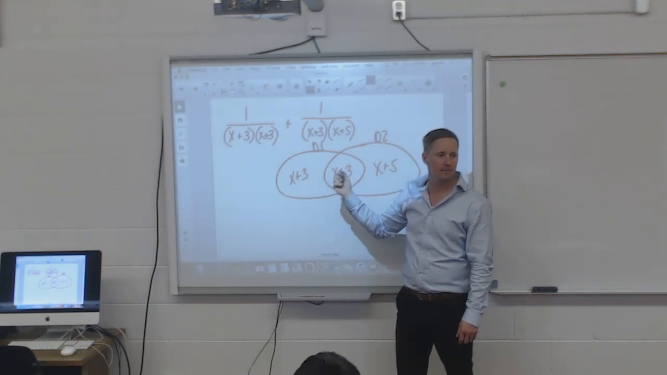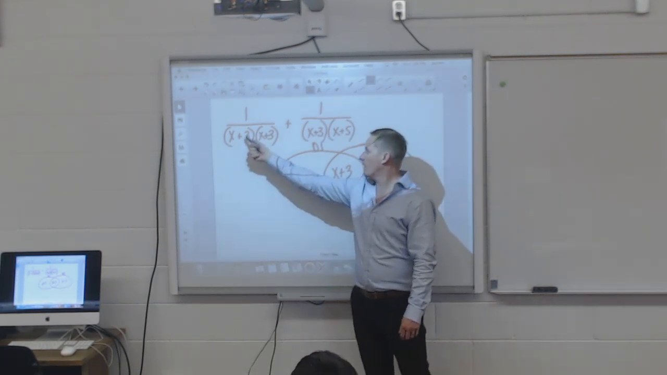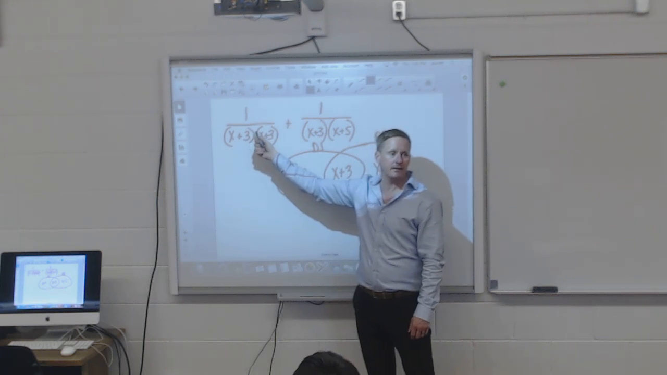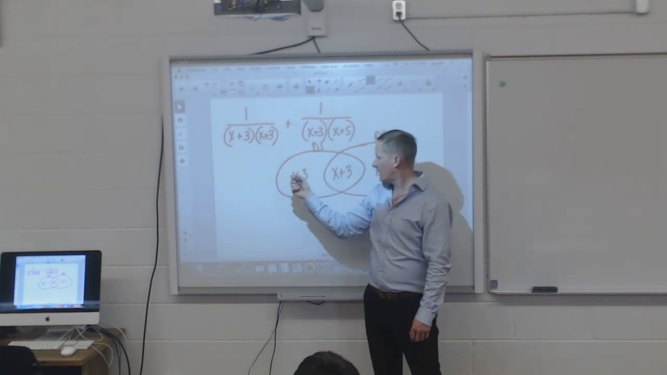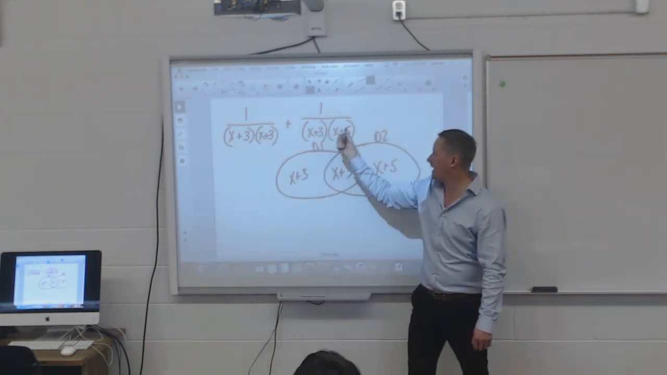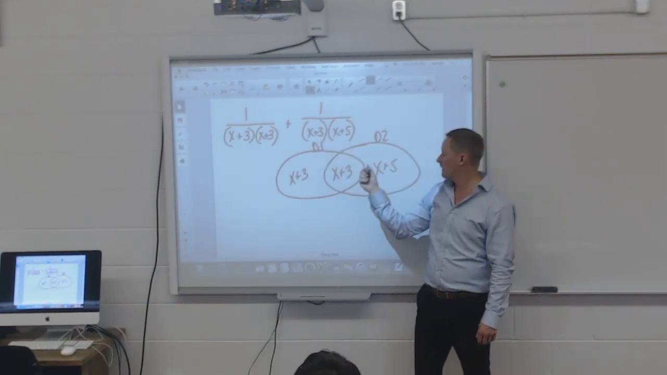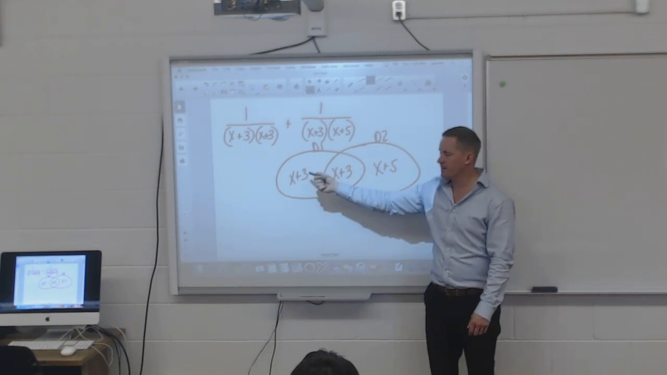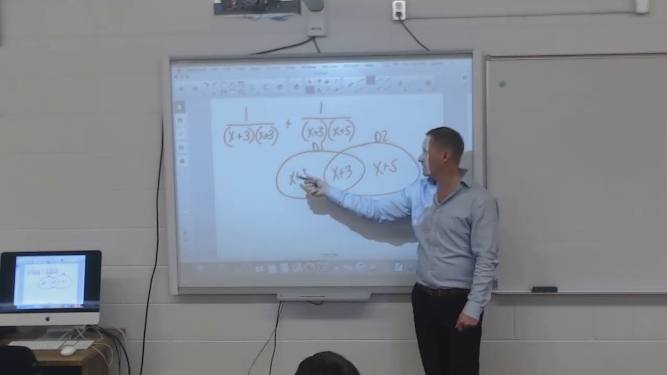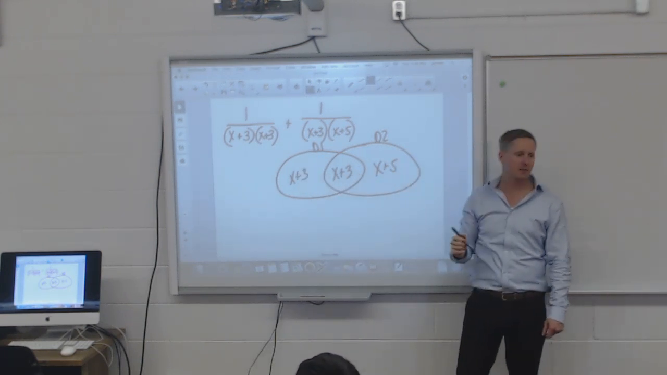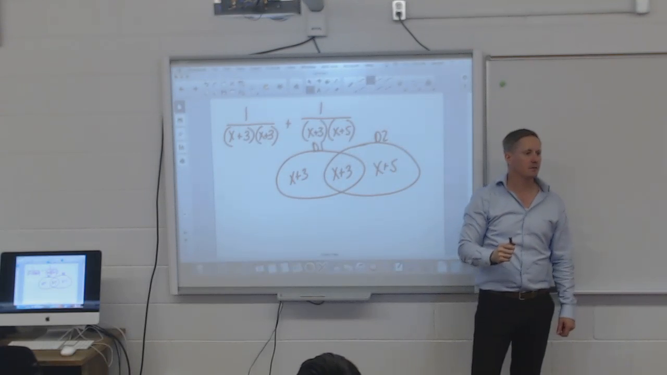That's what's common. So what do I have left here if I take the x plus 3 out? Another x plus 3. And what do I have here if I take the x plus 3 out? X plus 5. So then my common denominator is x plus 3 times x plus 3 times x plus 5.